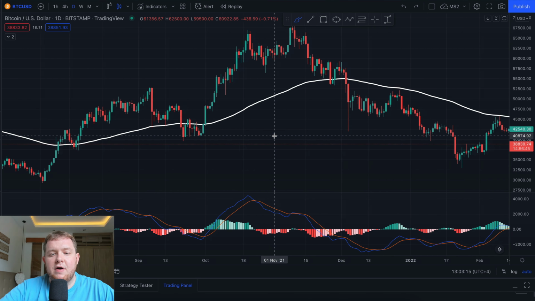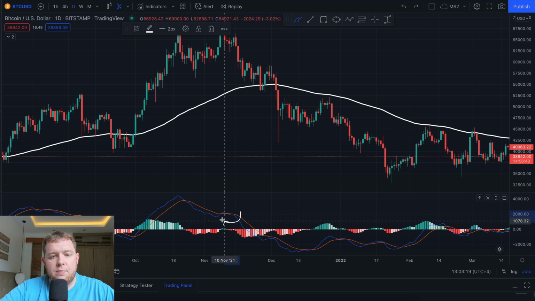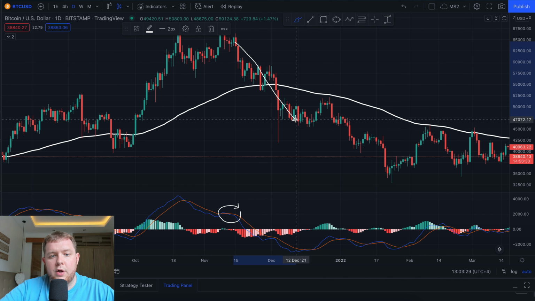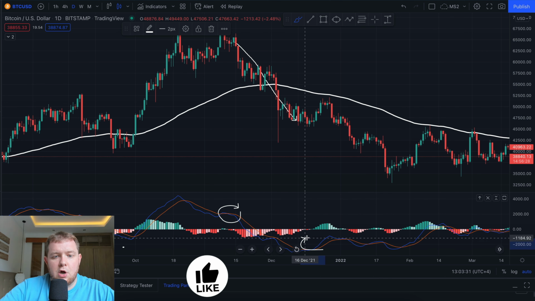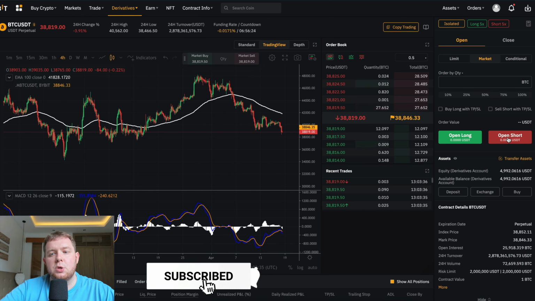If we are in fact seeing a bearish cross, which would be around about here, we see the signal line cross above the MACD line, the orange cross above the blue. We would in fact see a bearish trend, and at this point we will be looking to short it until at least we see another cross like so. So in that case, we would go to Bybit and we would open a short position.